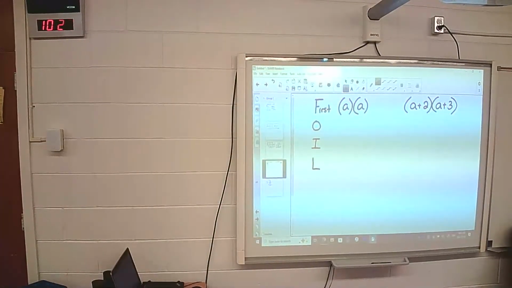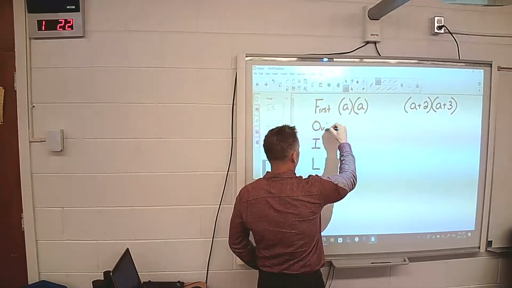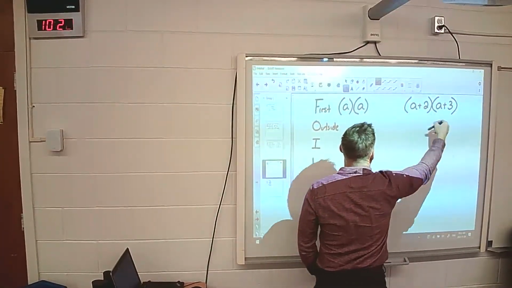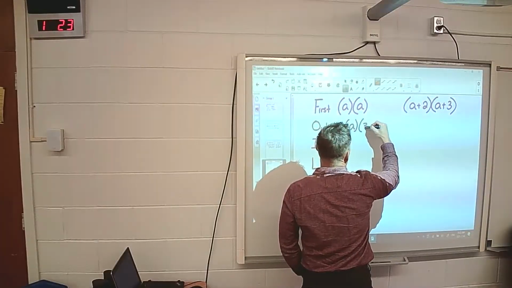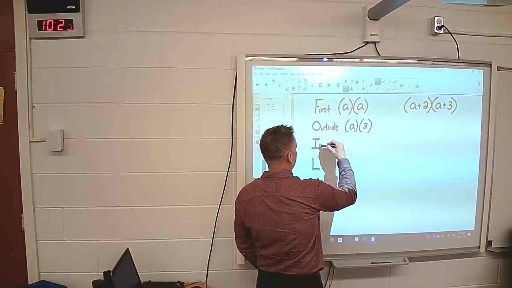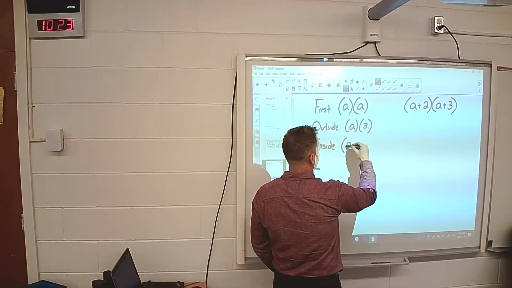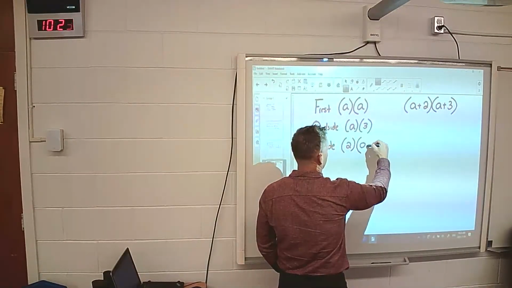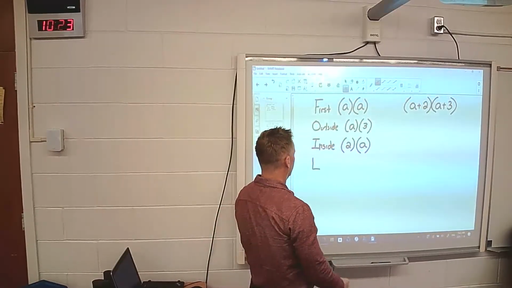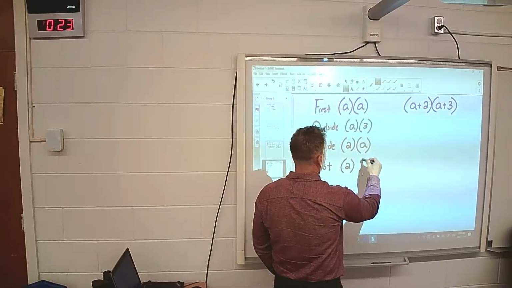Now we're going to multiply the outside. That's the next word. The outside. That is this guy and that guy. A and 3. Then we multiply the inside, which is 2 and A. There's your inside. Then the last, 2 and 3.